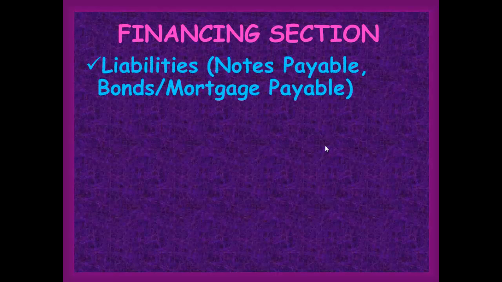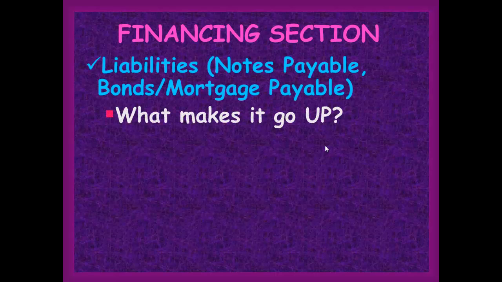Let's think about a liability like notes payable. What makes notes payable go up? When I borrow more money. When I borrow more money, what's going to happen? Cash is going to come in. What makes notes payable go down? When I pay it off. When I pay it off, what's going to happen to cash? It's going to go out.